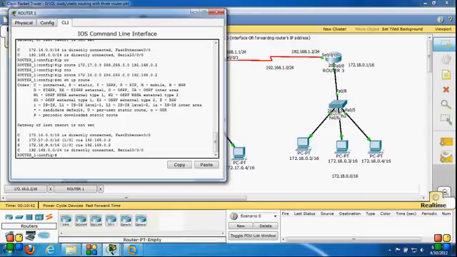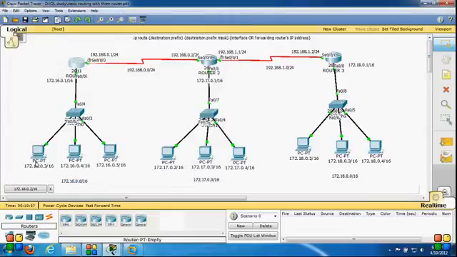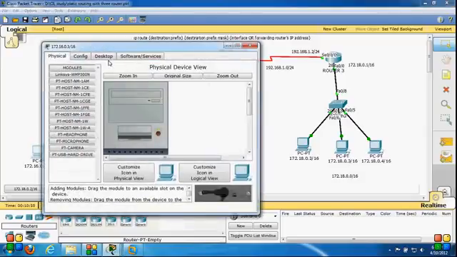So 172.17.0.0 is connected via 192.168.0.2, and also 172.18.0.0 is connected via 192.168.0.2. So here I have done my static routing on router 1. So let's check the connectivity with the different network.